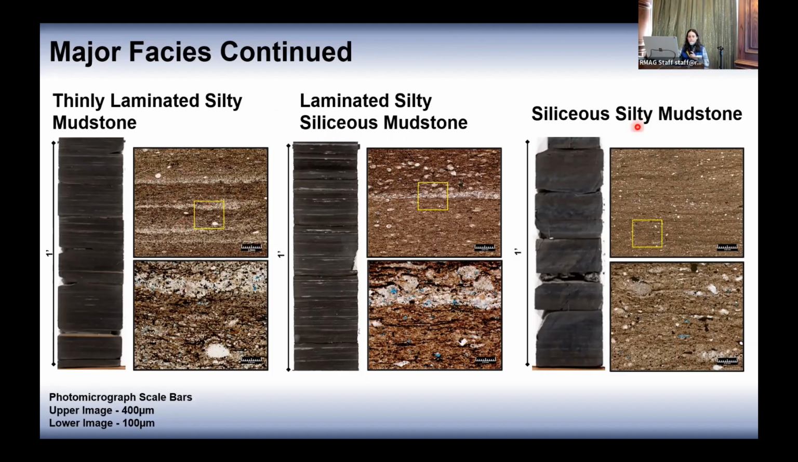And then these last two facies are most prevalent in the middle of the Mowry. And these are the facies that contain the highest proportions of biosiliceous material. So these have the most biogenic silica in them, the least amount of detrital silica. And you'll note the absence of those detrital silt grains throughout here. There are some, but they're not nearly as large and not nearly as abundant as in the previous facies.